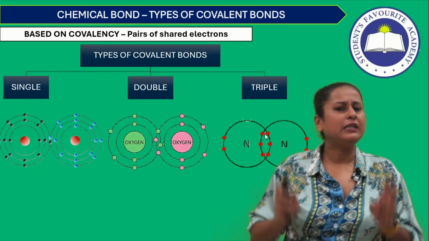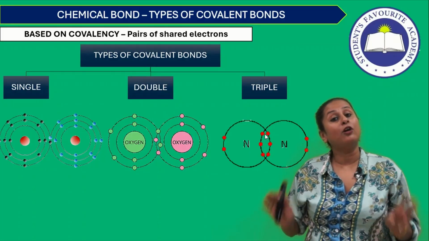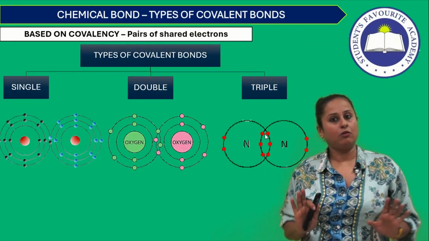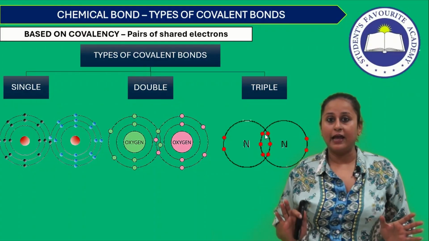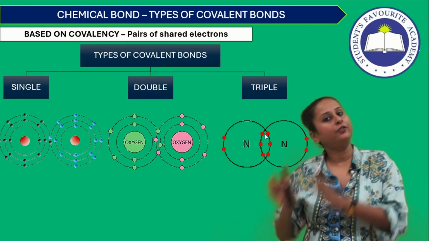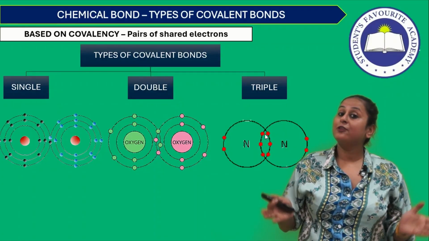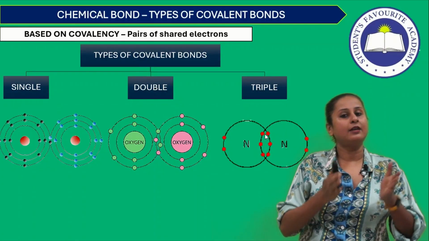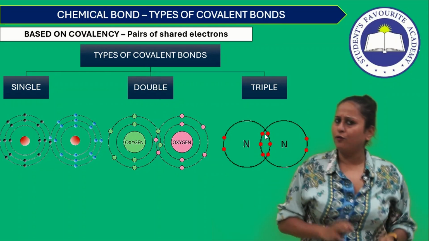Is that clear? So these are the only 3 types of bonds which can be formed based on covalency. There is no 4 covalent bond, a covalency of 4 does not exist. Covalency can either be 1, 2 or 3. That means how many types of bond can be formed based on covalency? Single covalent bond, double covalent bond and triple covalent bond.